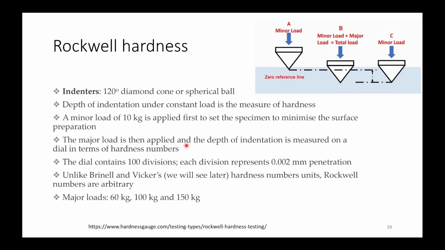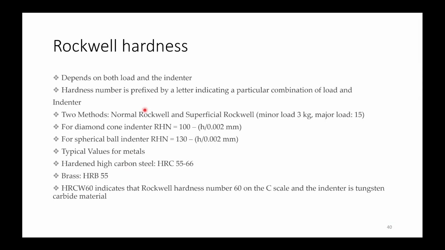The major load is then applied and the depth of indentation is measured on a dial in terms of hardness numbers. The dial contains 100 divisions. Each division represents 0.002 mm penetration. Now unlike Brinell and Vickers hardness number units, Rockwell numbers are arbitrary, and the major loads used are 60 kg, 100 kg and 150 kg depending on the scales.